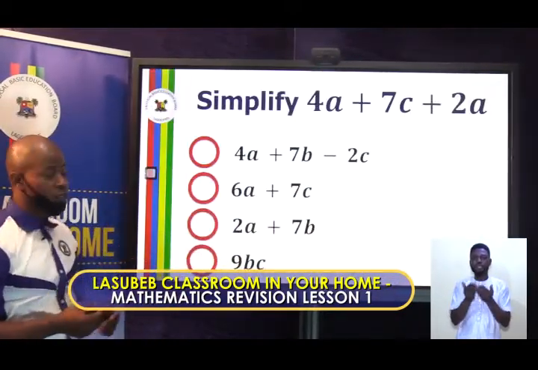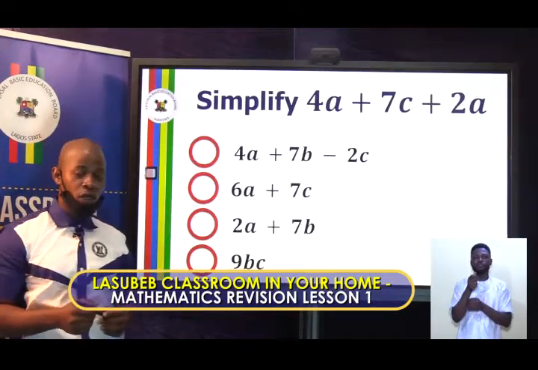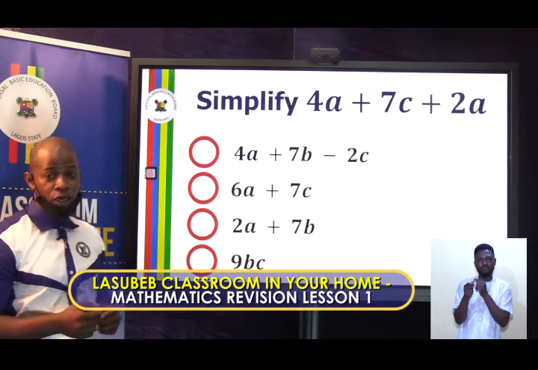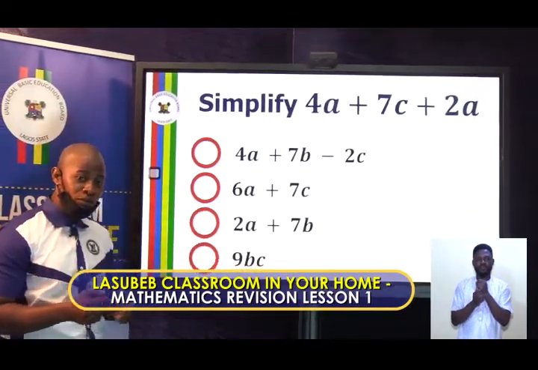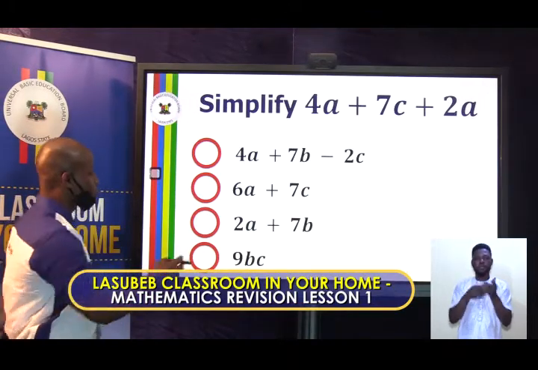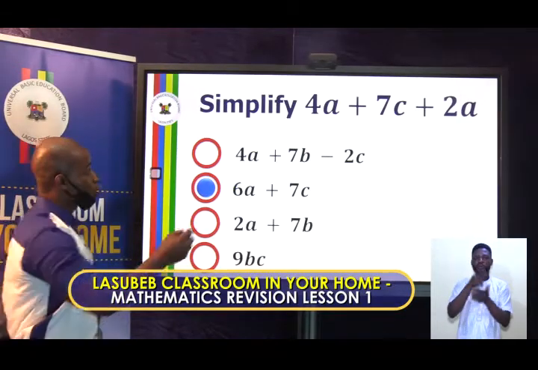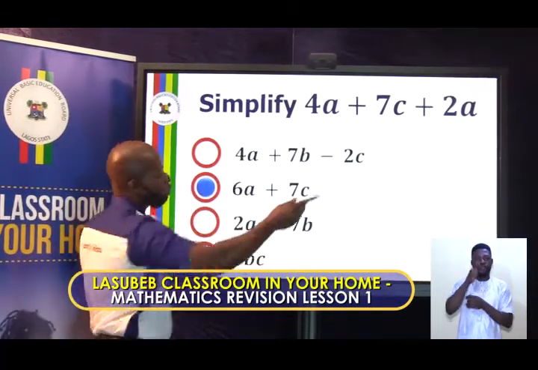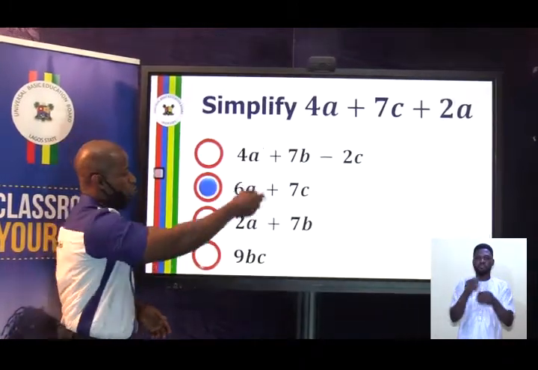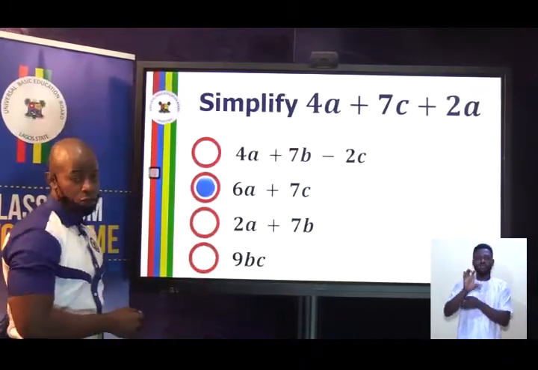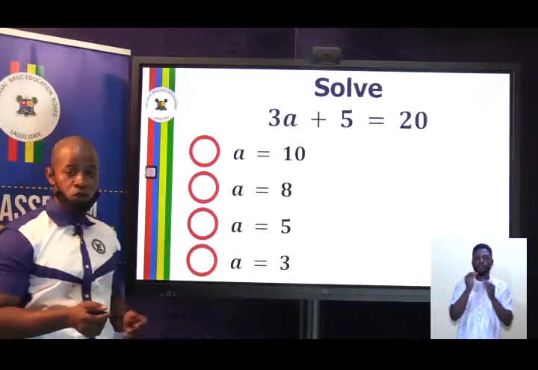The first question says, simplify 4a plus 7c plus 2a. Work it out quickly in your jotters and select the correct answer from here. You should have your answer by now. Let's see what that is. Correct answer is 6a plus 7c. That is because we have 4a here, which is like 4 apples, and then 2a. 4a plus 2a gives you 6a. And you still have 7c. That's your correct answer.